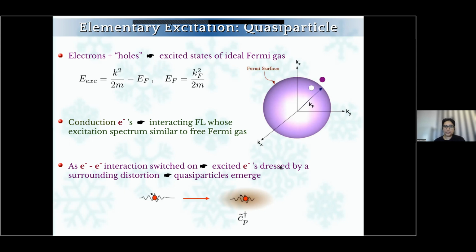So we can imagine that slowly, as we are switching on the electron-electron interaction, an excited electron is getting dressed by a surrounding distortion, and this is coming due to the interaction. And the dressed electron is then called the quasiparticle. So this is a schematic diagram of the dressed electron creation operator.